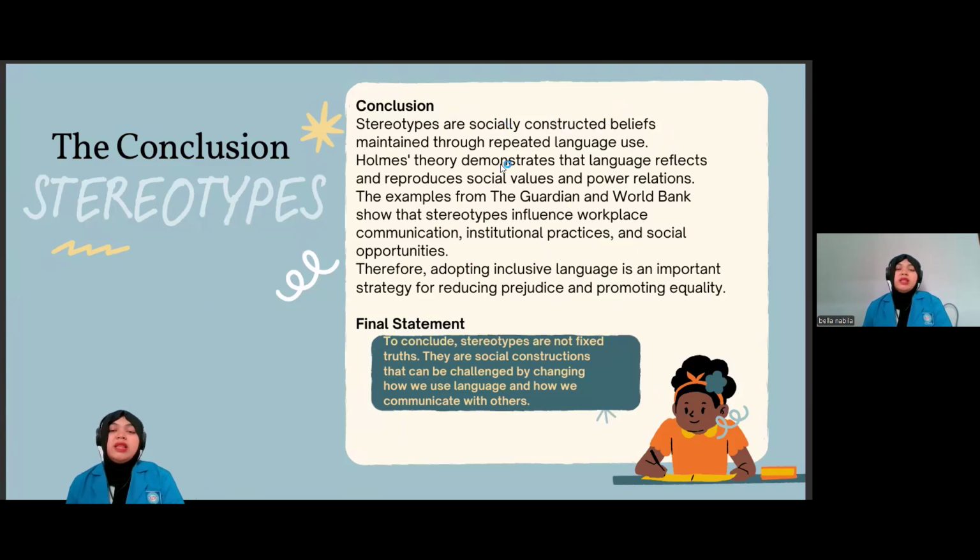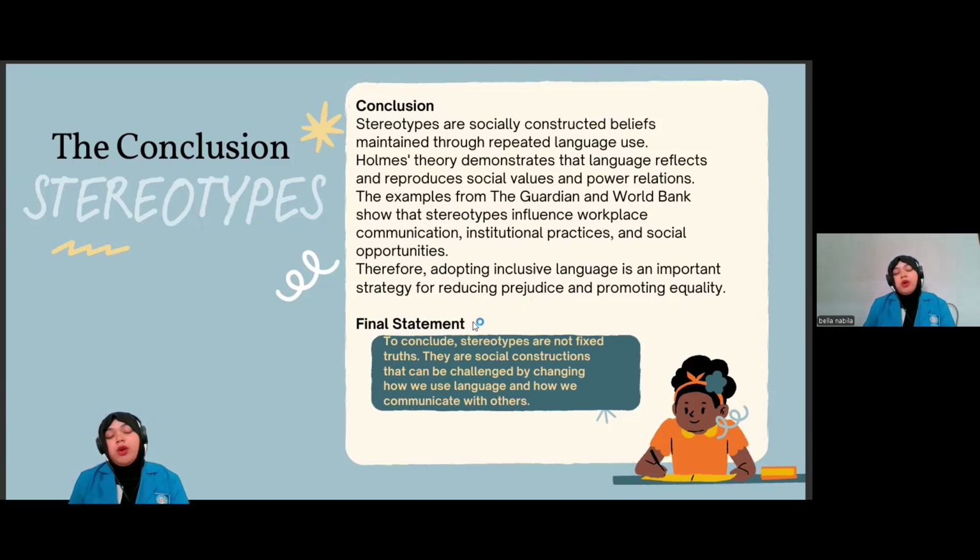The conclusion from stereotypes is that stereotypes are socially constructed beliefs maintained through repeated language use. Holmes's theory demonstrates that language reflects and reproduces social values and power relations. The examples from The Guardian and World Bank show that stereotypes influence workplace communication, institutional practices, and social opportunities. Therefore, adopting inclusive language is an important strategy for reducing prejudice and promoting equality.